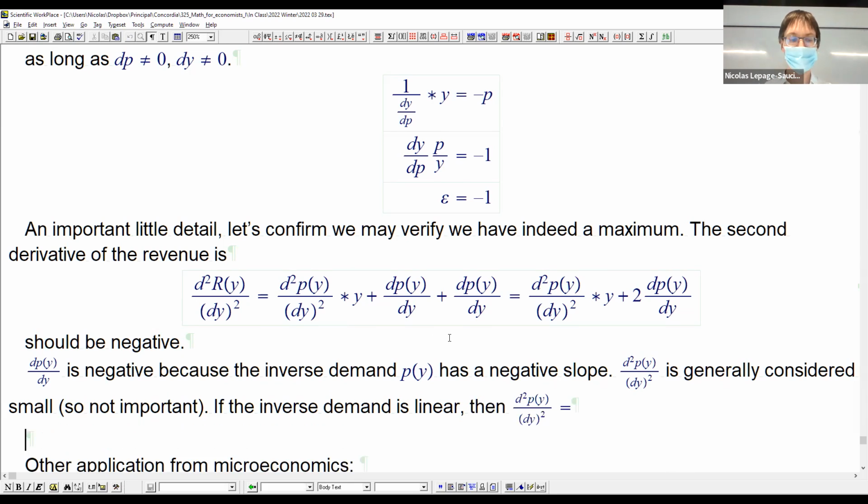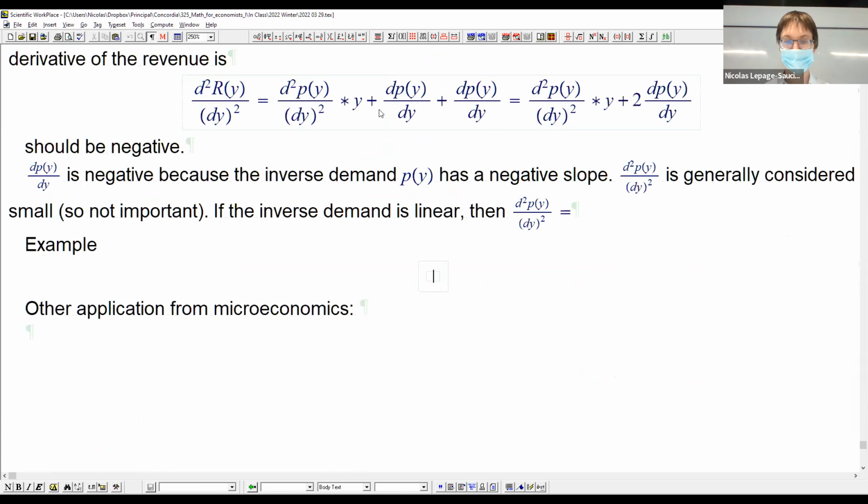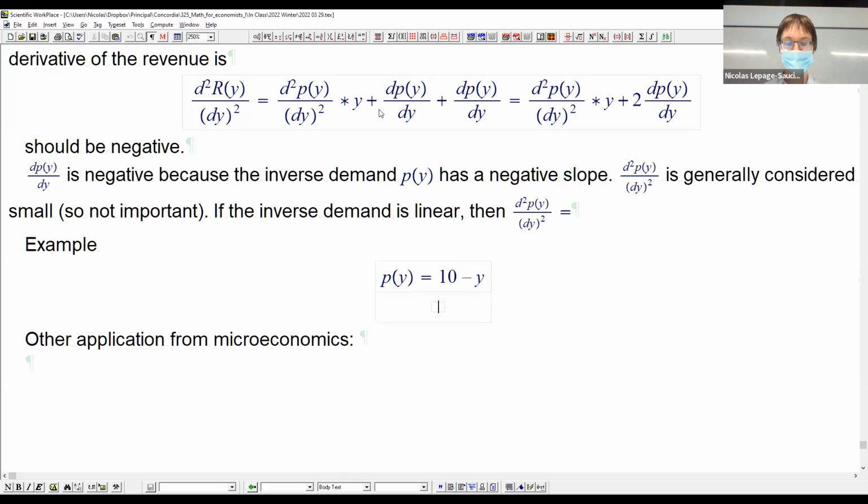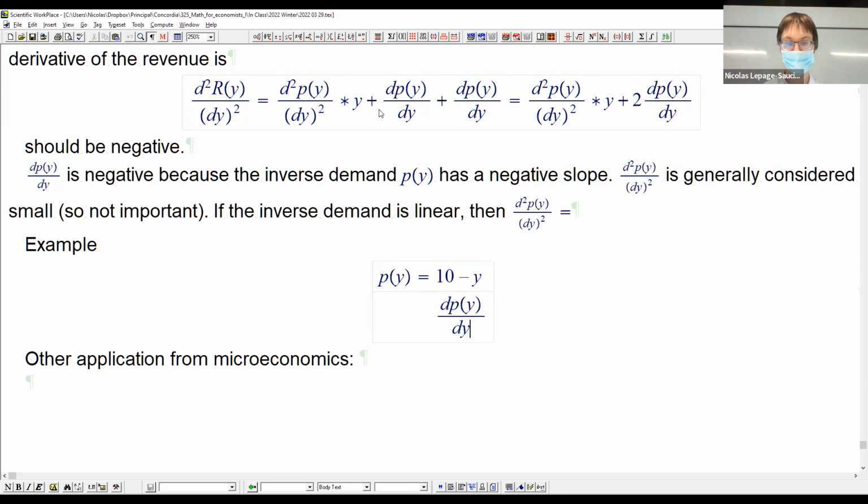So let me give you an example. If I have something like p of y equals 10 minus y, for instance, the sort of demand that we would be using in some microeconomics model. So what is the first derivative?